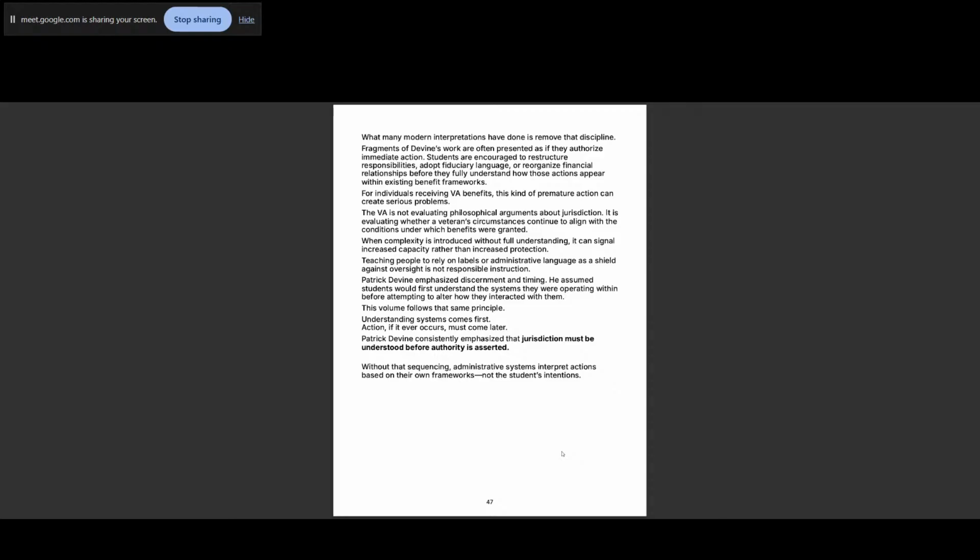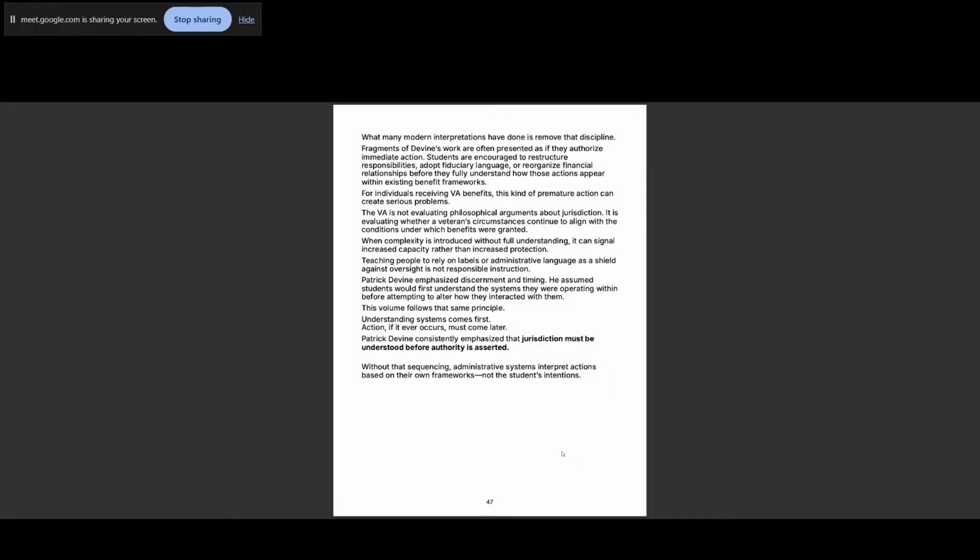What modern interpretations have done is remove that discipline. Fragments of Devine's work are often presented as if they authorize immediate action. Students are encouraged to restructure responsibilities, adopt fiduciary language, or reorganize financial relationships before they fully understand how those actions appear within existing benefit frameworks. For individuals receiving VA benefits, this kind of premature action can create serious problems. The VA is not evaluating philosophical arguments about jurisdiction. It is evaluating whether veterans' circumstances continue to align with the conditions under which benefits were granted. When complexity is introduced without full understanding, it can signal increased capacity rather than increased protection.